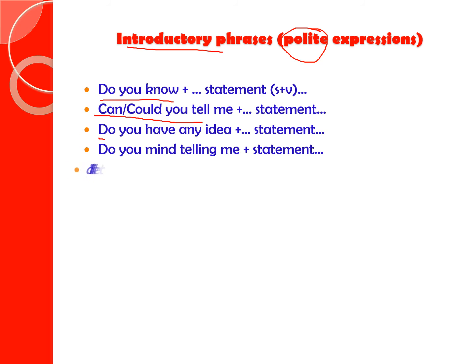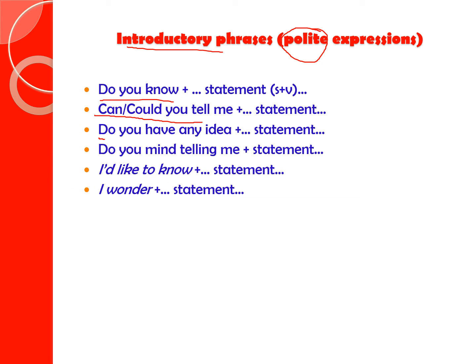indirect questions. I'd like to know if you want to go play football tomorrow. I want to know if, I'd like to know if, I'd like to know where the hospital is.